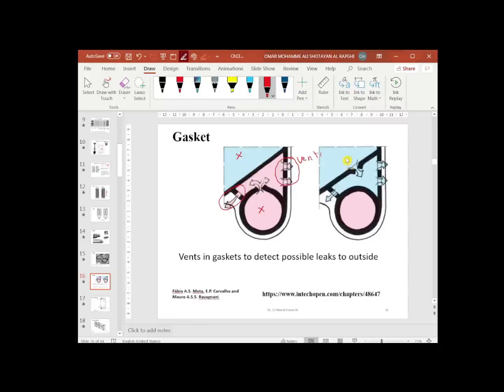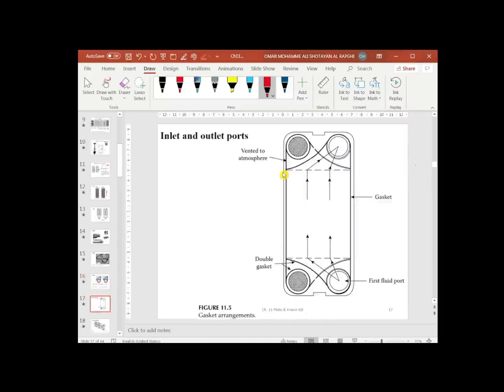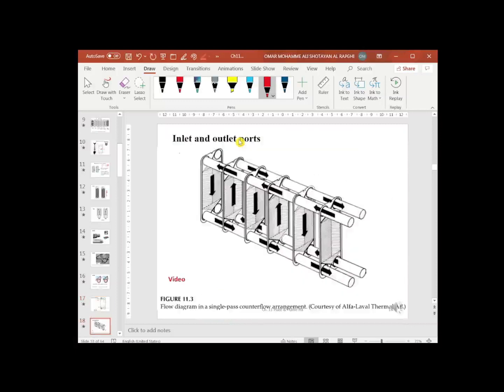The same thing, this is also the cold fluid here, and suppose that we have a rupture here or some kind of a break of the gasket, the flow is not going to mix with this one. It's going to go outside through these vents here. These are also vents on the gaskets themselves to allow the flow to go outside and not to be mixed with the other stream. This is the same idea, the gasket, and this is also from chapter 11 in our book, and it also talks about the vents that are designed within the gasket.